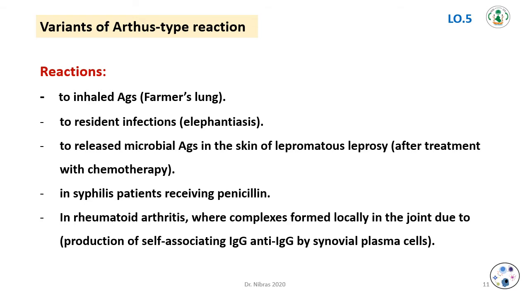Now, variants of Arthus-type reactions. The reactions first are to inhaled antigen: Farmer's lung. Farmer's lung is hypersensitivity pneumonitis, an immunologically mediated inflammatory disease of the lung involving the terminal airways. It is associated with intense or repeated exposure to inhaled biological dust in that case.